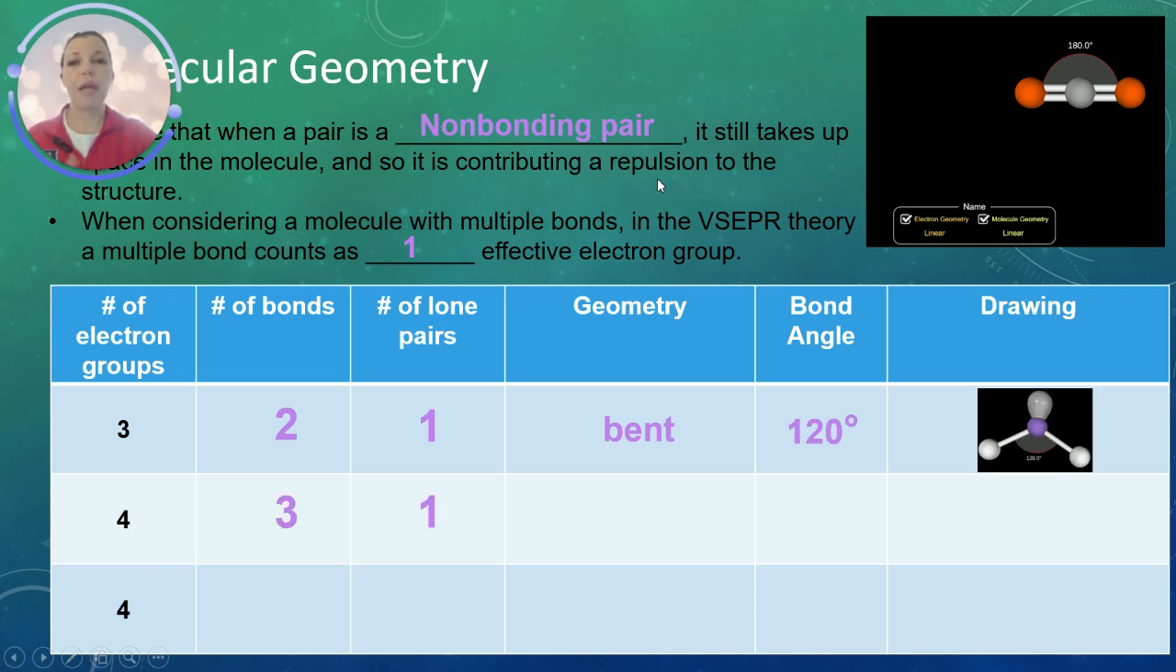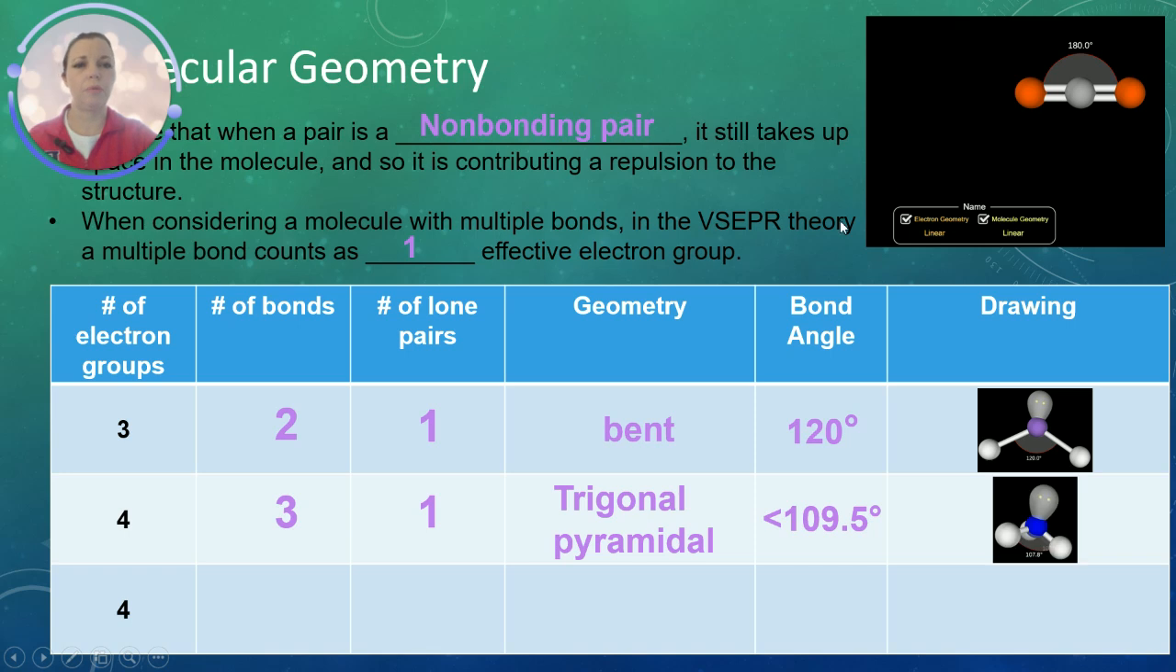If you have 3 bonds and then 1 lone pair, your number of electron groups is 4, and the geometry is trigonal pyramidal. So what you've got here is your base geometry is tetrahedral, but you're replacing one of the bonds with a lone pair, and so then you get this bond angle that's going to be close to 109.5. It's actually going to be a little bit less, and I'll show you that in just a minute.